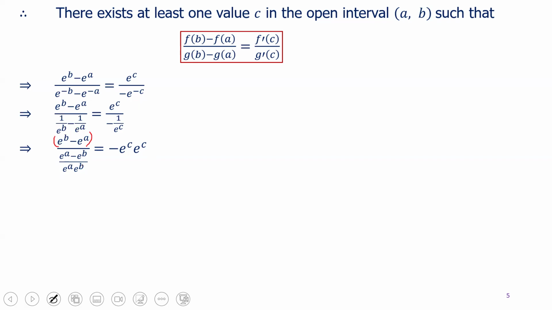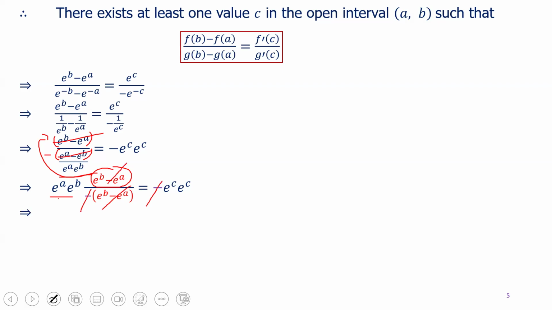Here, this and this term both are the same, so both will cancel, and e to the power a into e to the power b will go to the numerator. Therefore, we have e to the power a into e to the power b, and this one is e to the power b minus e to the power c. Now here, we will take the minus sign outside. This minus and minus will cancel. We have e to the power a plus b equal to e to the power 2c. If we take antilog on both sides, we get 2c equal to a plus b.